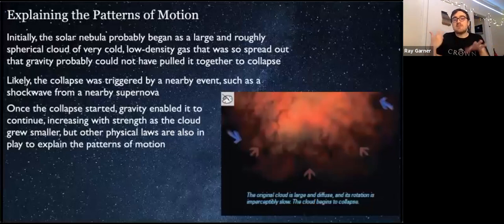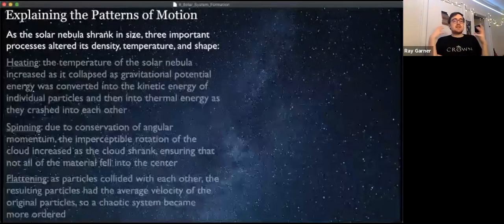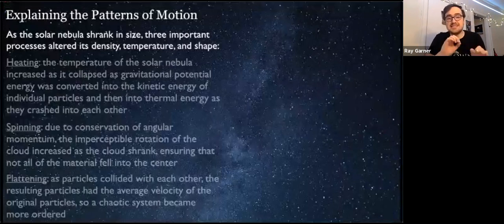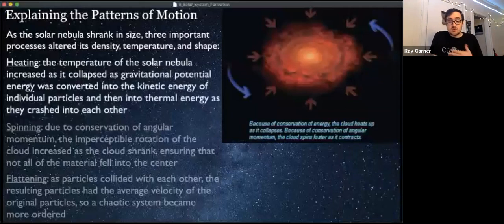But there are also some other physical laws that are in play to explain the general patterns of motion that we see today. So, as the solar nebula shrank in size, three important processes altered its density, temperature, and shape. So, the first is heating. The temperature of the solar nebula increased as it collapsed.